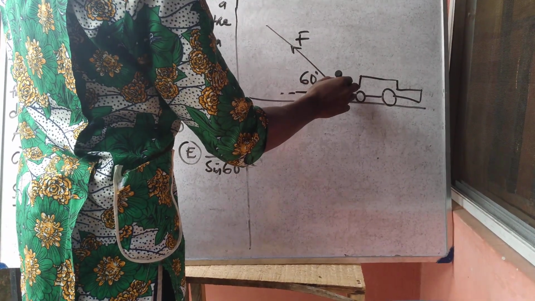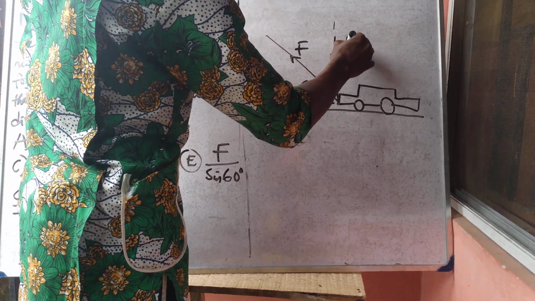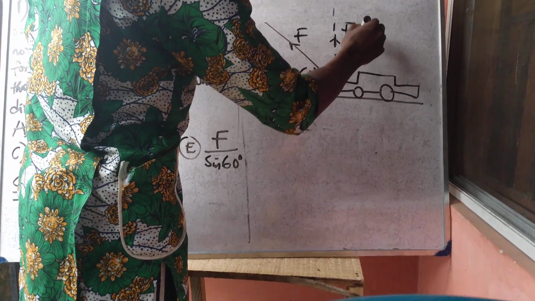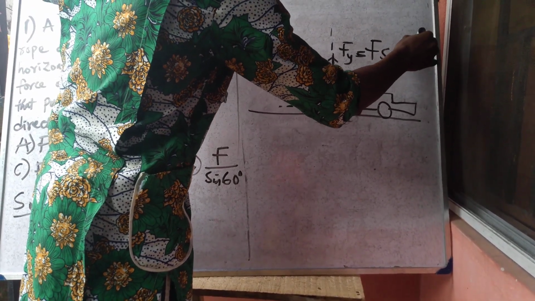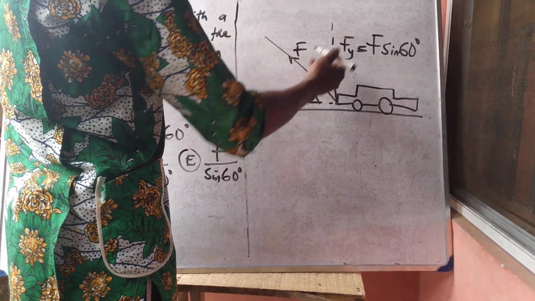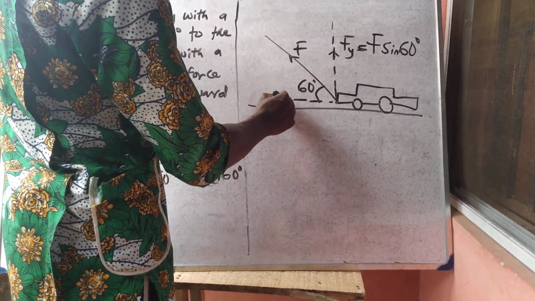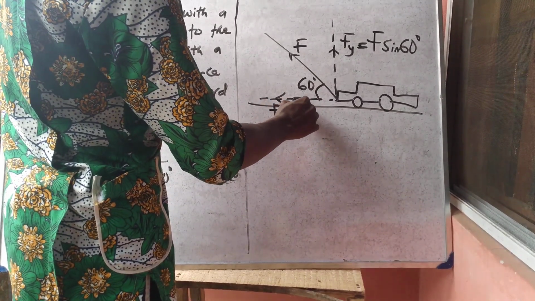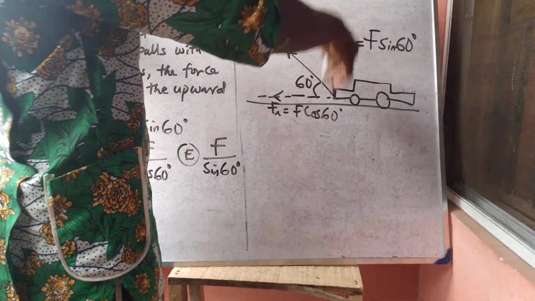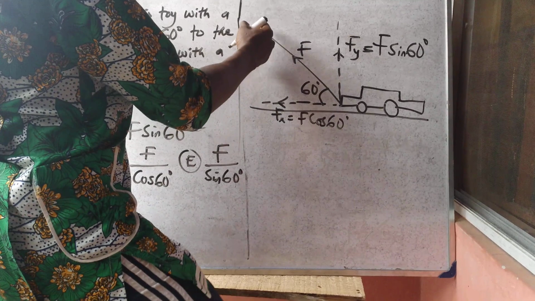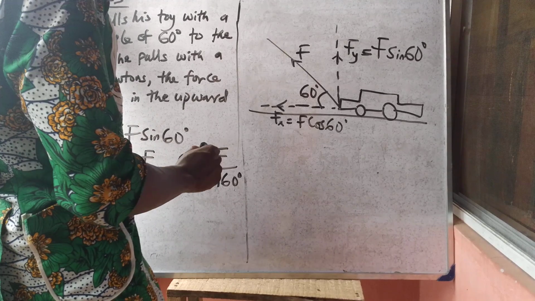Resolving this force vertically, we call this Fy. Fy will equal F sine 60 degrees. That is what we are looking for. While Fx, resolving it horizontally, becomes F cos 60 degrees. So the component we are looking for is the upward component. This is already the answer: F sine 60 is the answer. I put it upward.